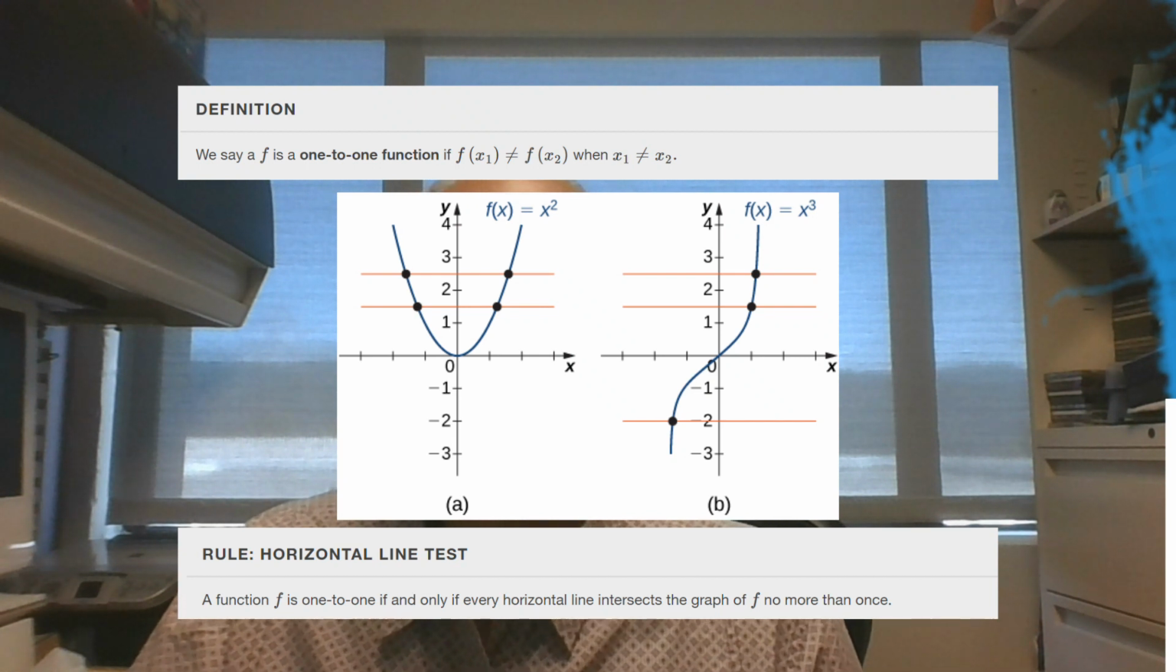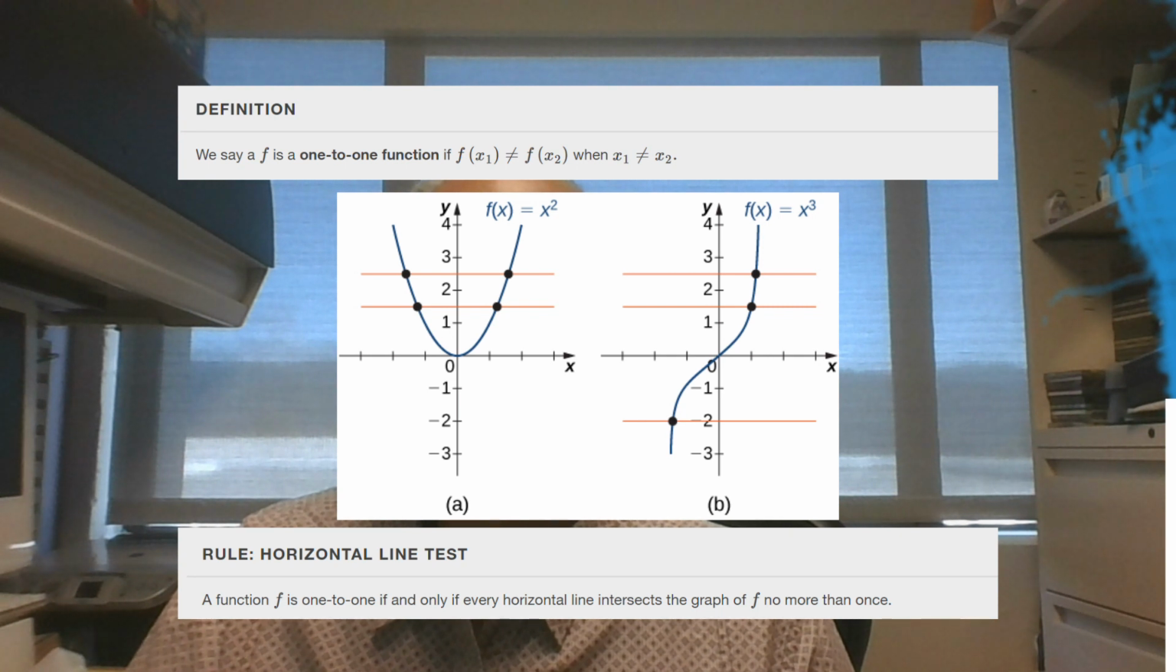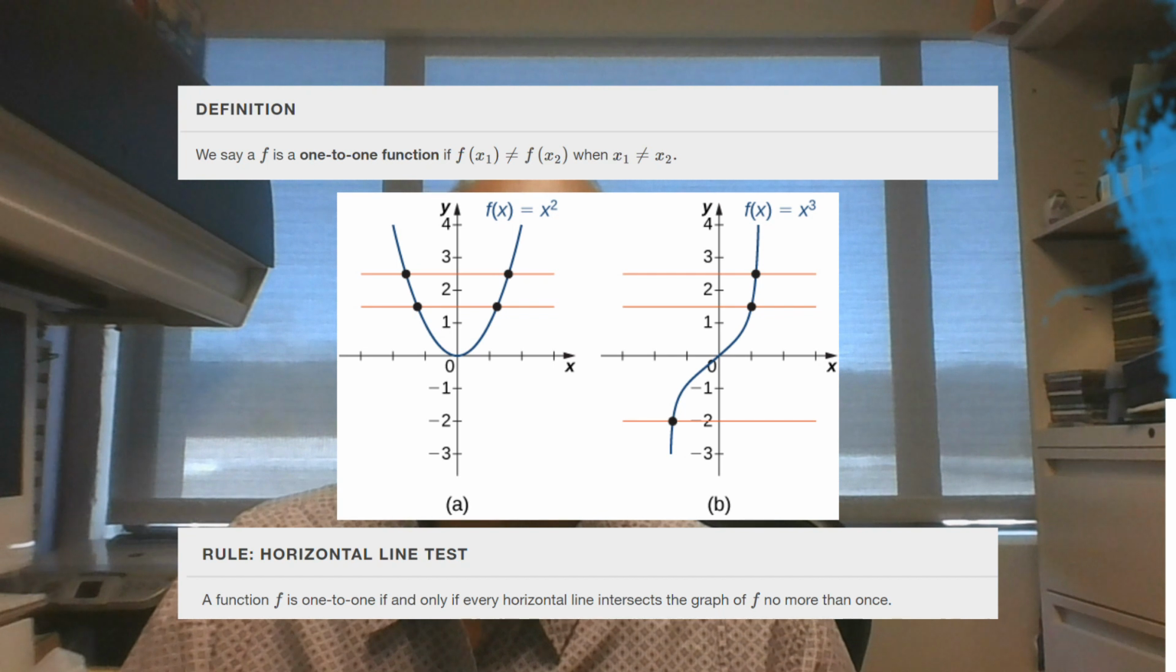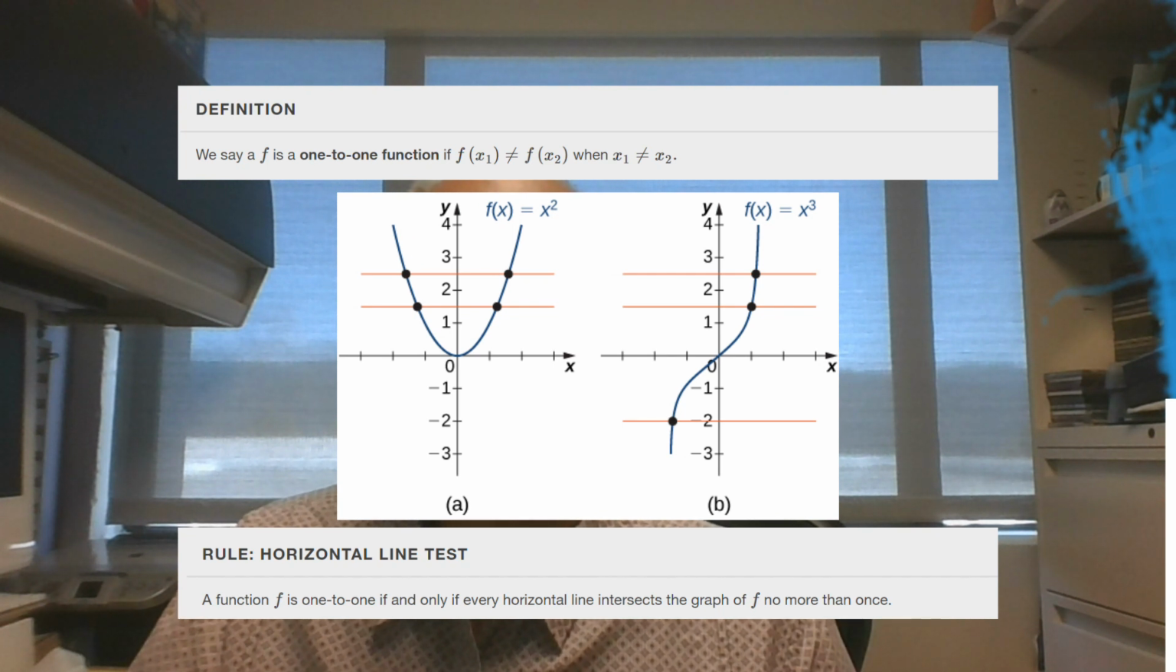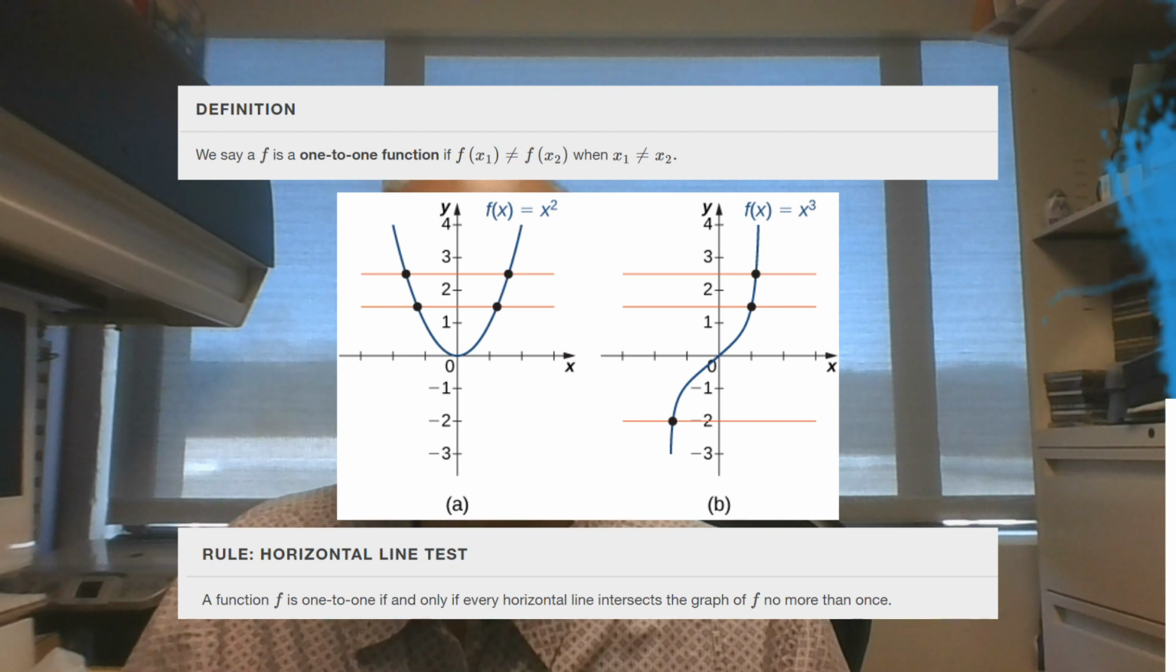So in this particular drawing example, our first graph here, f of x is equal to x squared, is not one-to-one, because if you pick a value on the y-axis that's positive, then there's two possible ways to get there, and so that is not unique. On the other hand, x cubed is one-to-one, because regardless of what y value you pick, you're always only going to be hitting that with a unique x value.